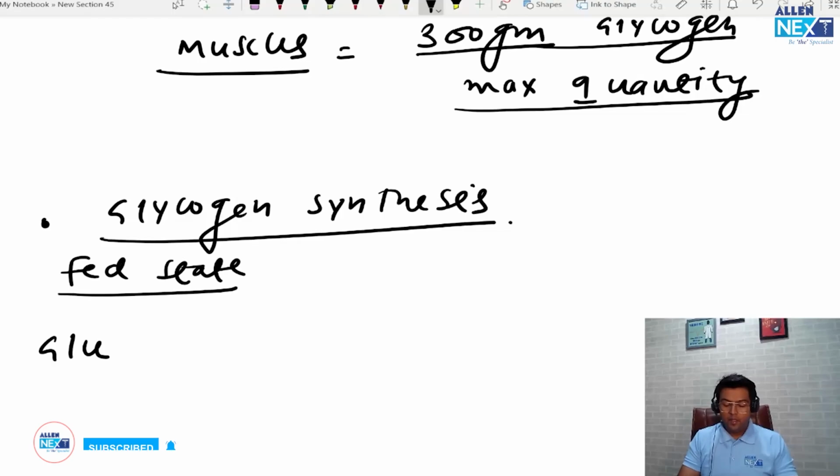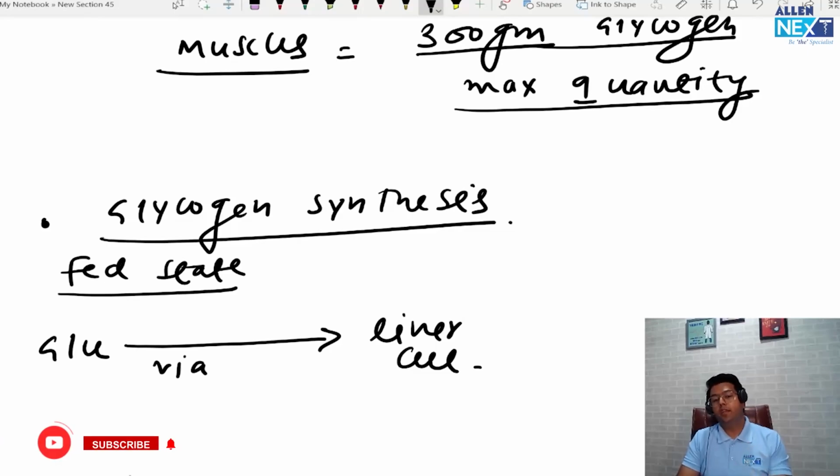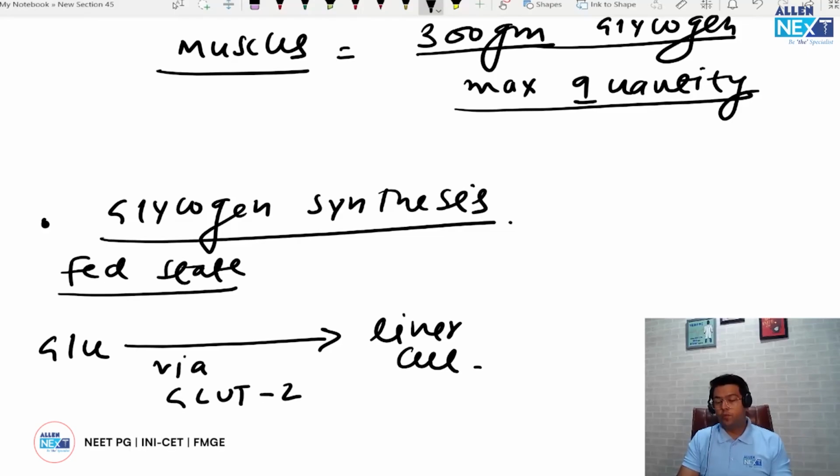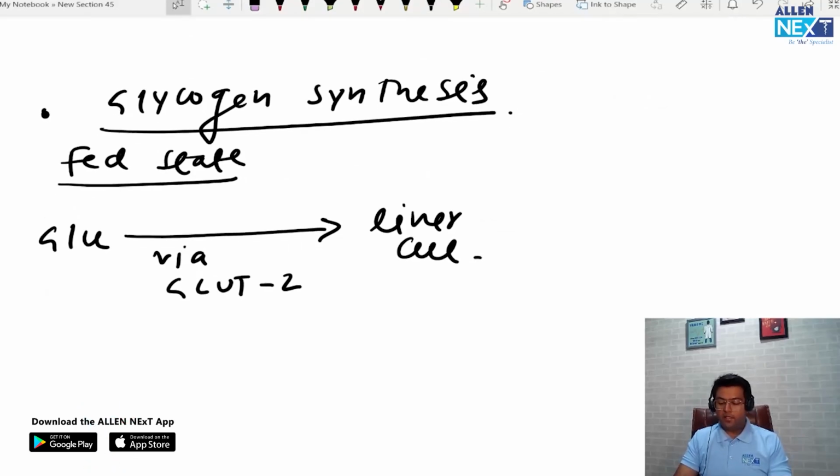Guys, this glucose will enter the liver cell via which glucose transporter? Can you answer? Name the glucose transporter. So that is GLUT2, right? Liver contains GLUT2, that we have discussed. So guys, the glucose has now reached the liver cell.